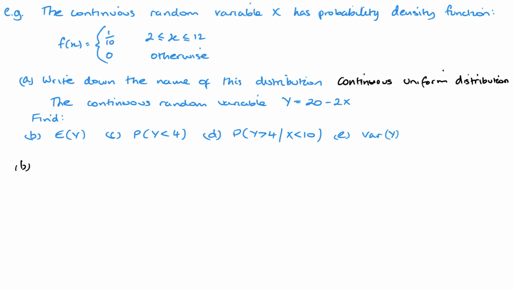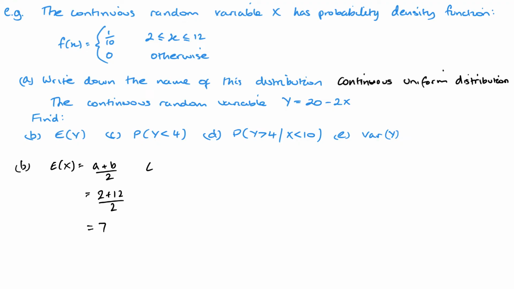Now let's have a look at part B. For us to do part B, we've got a new variable y. So this is as if it's been coded, if you remember back to S1. The first thing we want to do is find E of x. This is a plus b over 2. So in this case, 2 plus 12 over 2, or 7.